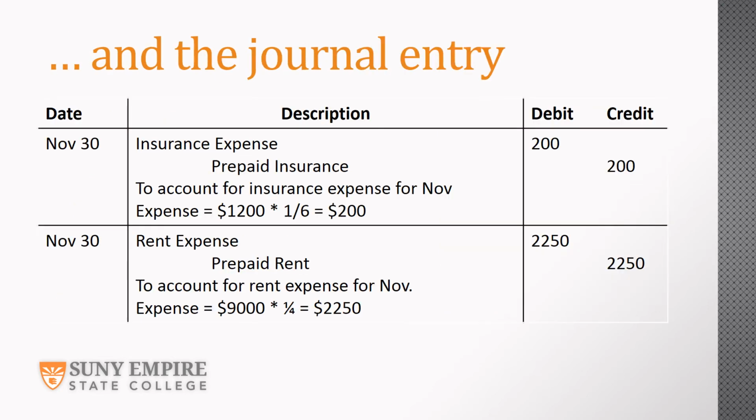$2,250. The entry starts with the date. Rent expense is debited for $2,250 and is matched by a credit to prepaid rent. This entry accounts for the rent expense for the month of November and was calculated as 1/4 of $9,000.